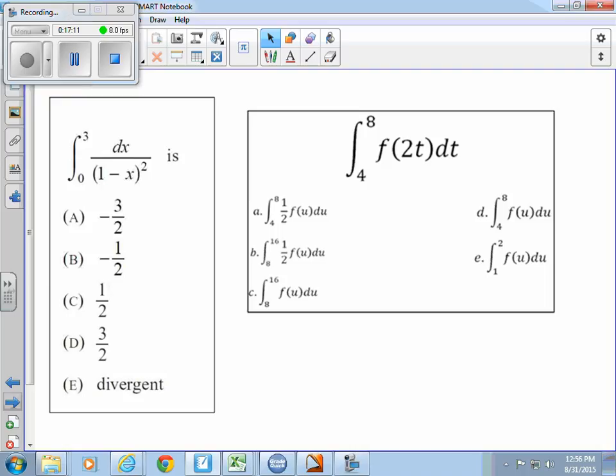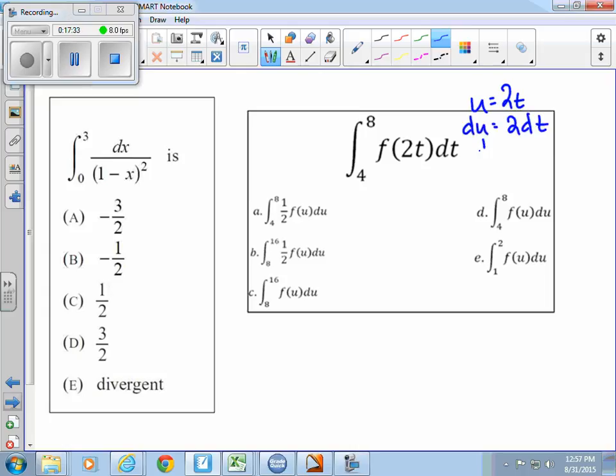If you were working this problem, you don't know what f is, but whatever it was, what would you do with the 2t? You would do a u substitution with the 2t, wouldn't you? So you would let u equal 2t, and du would equal 2 dt. So 1/2 du would equal dt. A lot of people really quickly do this and pick A. And you notice they put it first, so you try to pick that one.